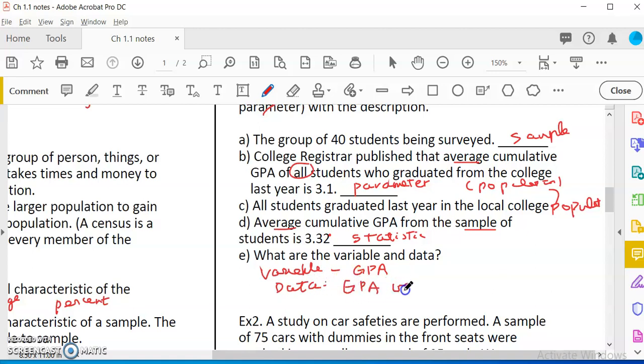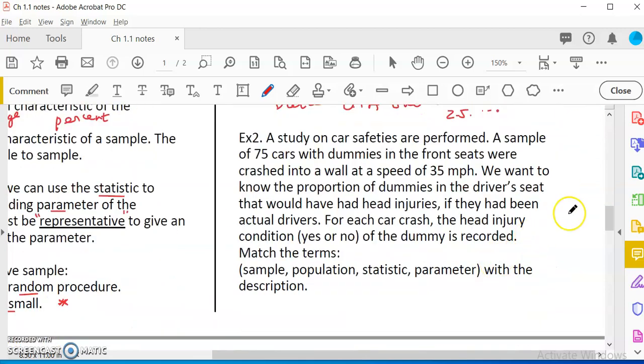GPA values, such as 3.1, 4.0, 2.5, dot, dot, dot. So the value itself is called data. The name of the data that you're collecting is called variable. Okay. Number 2, a study on car safety performed.